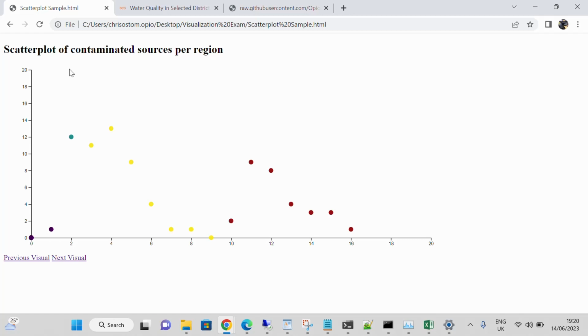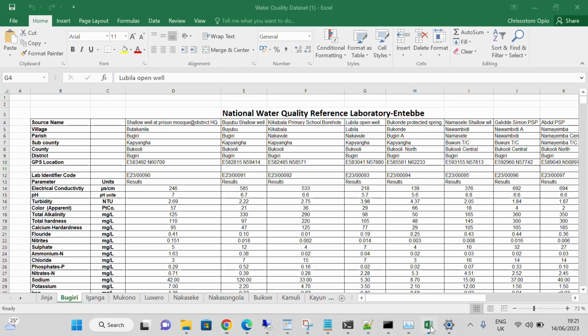When you look at the next visual, that is a scatter plot of contaminated sources per region. You'll find that in this scatter plot, each of the dots is representing a district, the 16 districts that we have in the data set.